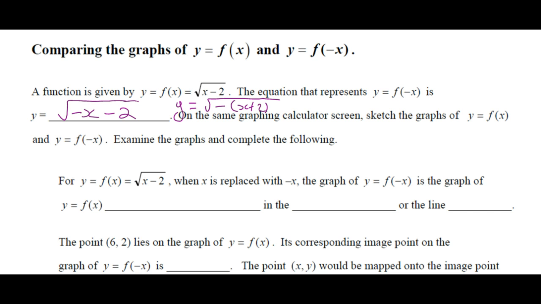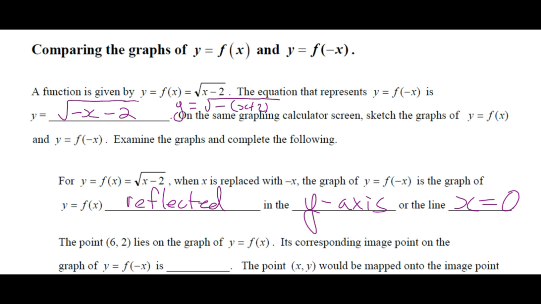For y equals f of x, which is the root of x minus 2, when x is replaced with negative x, the graph of y equals f of negative x is the graph y equals f of x, blank in the blank. So what happened? What did you see when you graphed? It's reflected in the y-axis, or the line x equals 0, right? Which is the equation of the y-axis, right?